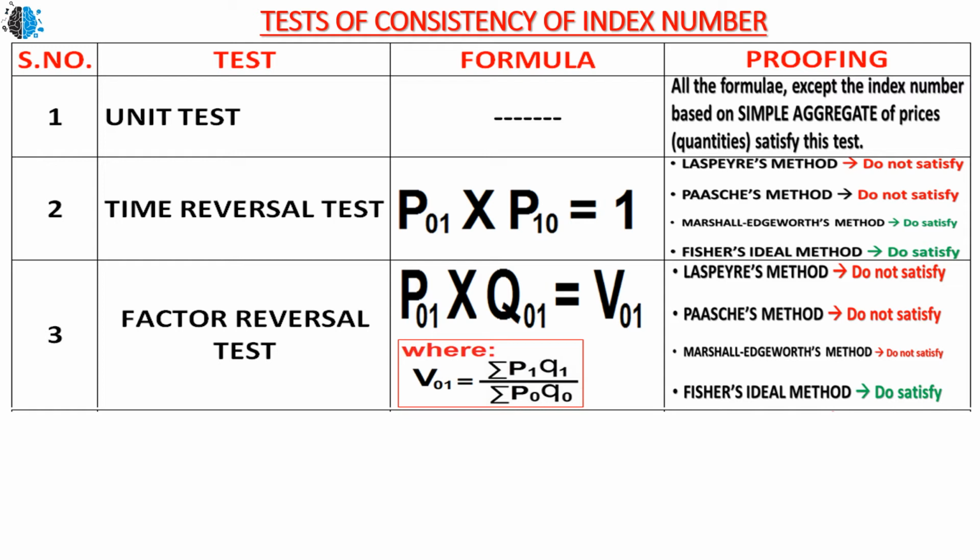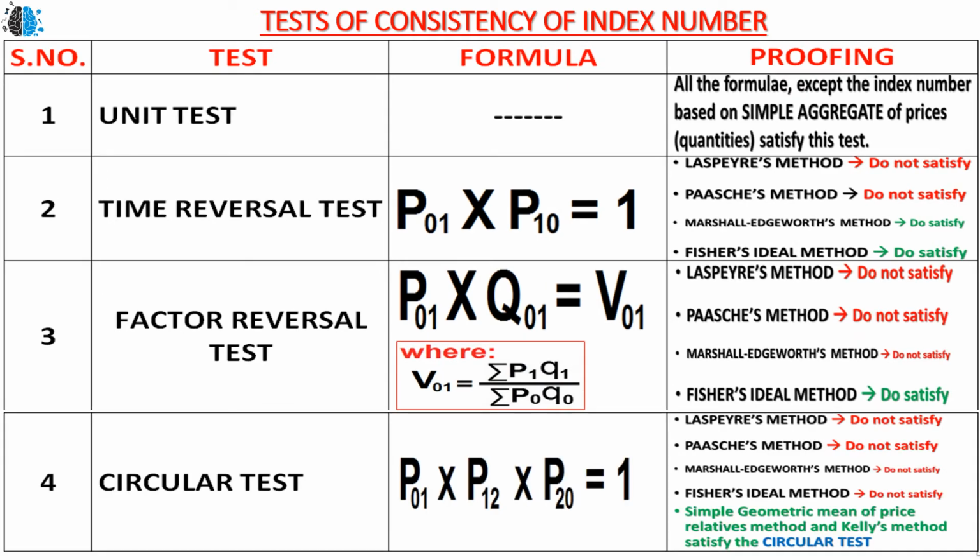So who is going to satisfy this factor reversal test? Laspeyres is not going to satisfy. Paasche is also not going to satisfy. Marshall-Edgeworth method is also not going to satisfy. Only Fisher's ideal method is going to satisfy the factor reversal test.